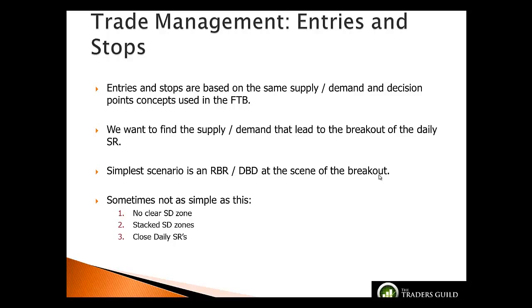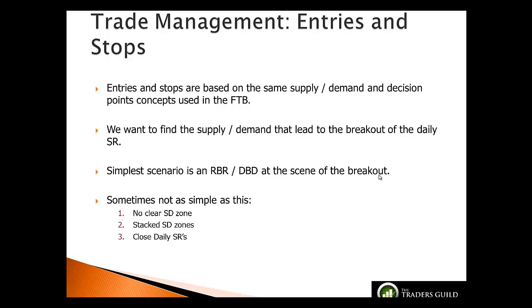The ideal situation, and I'm going to go through some examples in a moment, is going to be a very clear RBR or DBD at the scene of the daily SR, a nice wide zone, and I'm going to be looking to trade that on the retest, much in the same way we trade an RBR or DBD on the normal FTB. So we're going to zoom into lower time frames, say H1, M15, M30. I'm going to find those zones, and that's going to be the means of placing our entry and stop loss. And then obviously our targets are going to be based on the daily time frame.